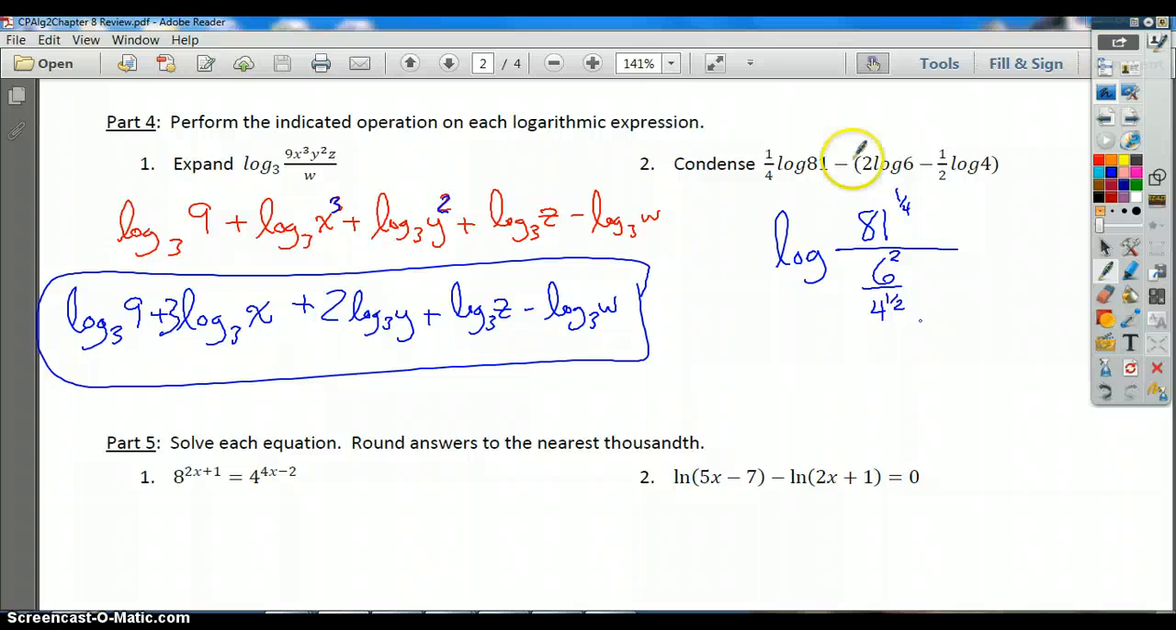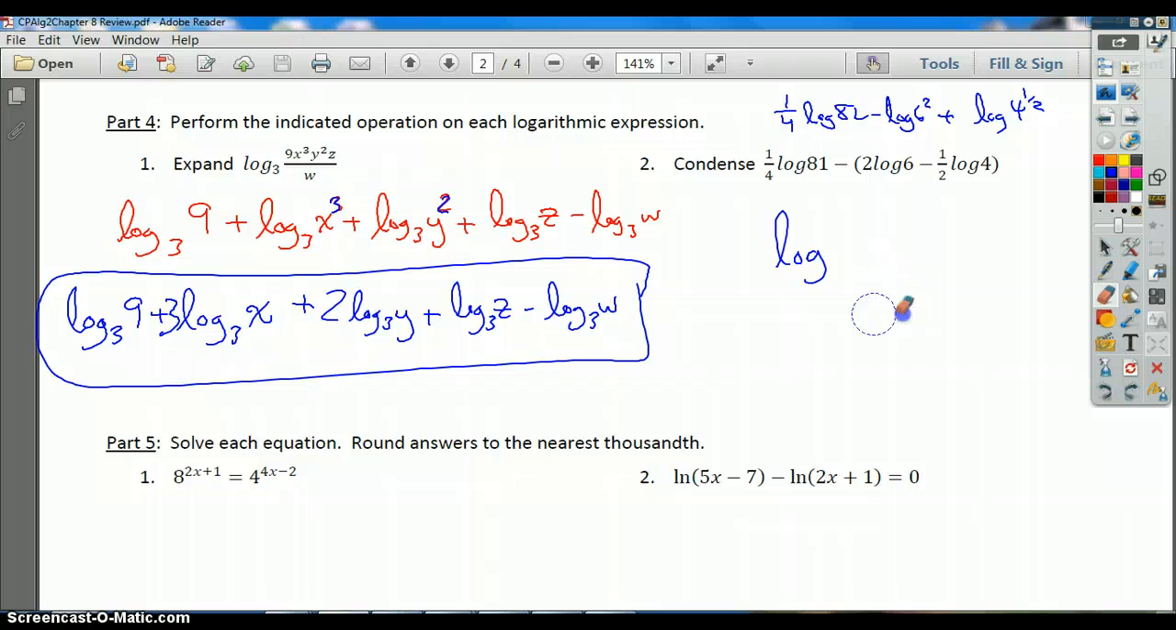Or it might be easier for me to actually distribute this negative, so it looks like this. Minus log of 6 squared, that's a square up here. Maybe it'll be easier to do that one. Why don't I do that, so that way, when I multiply by the reciprocal there, it won't drive you crazy. So this is basically 81 to the 1/4 divided by 6 squared times 4 to the 1/2.